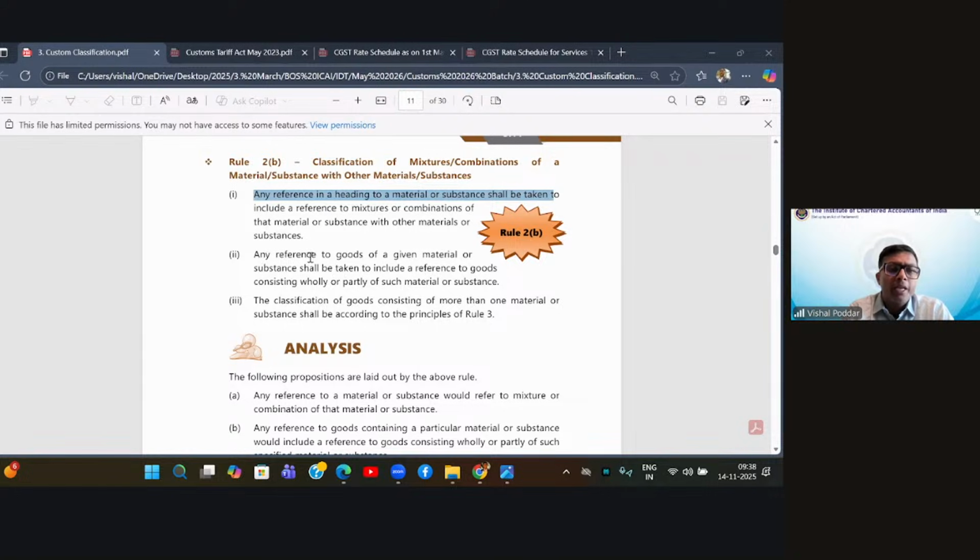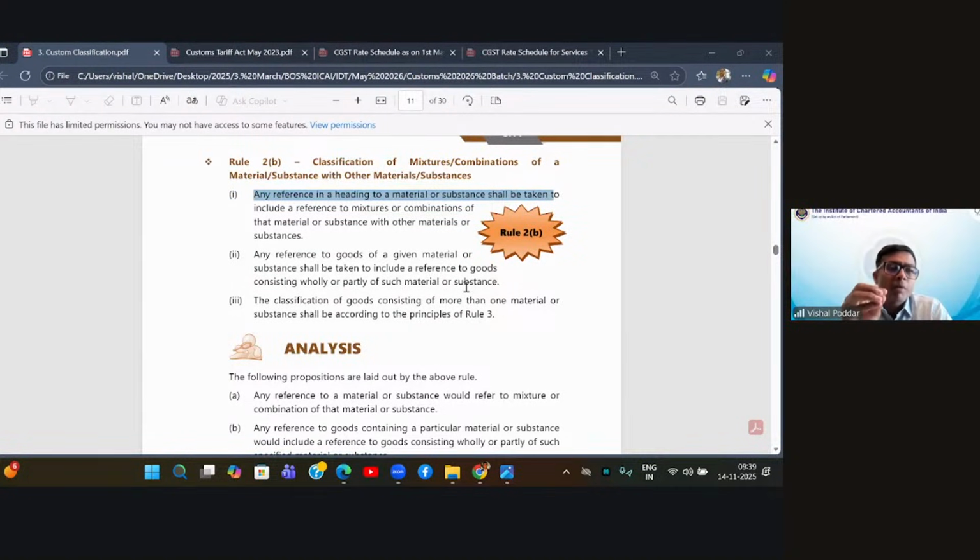Now, any reference to goods of a given material or substance shall be taken to include a reference to goods consisting wholly or partly of such material or substance. Coming back to the example of a file, a file used in offices is mainly made of paper, assuming I'm talking about hardboard files and not plastic files, but it also has small parts like the spring, or the main item in which we file the papers, which is made of some steel. Now, the point is, every product will have some minor other materials used.